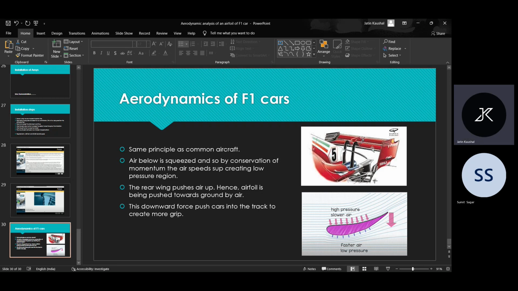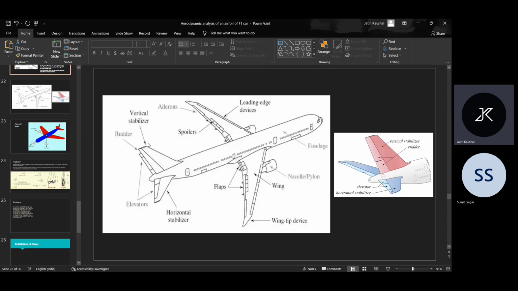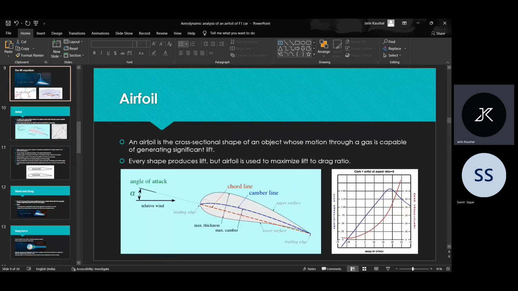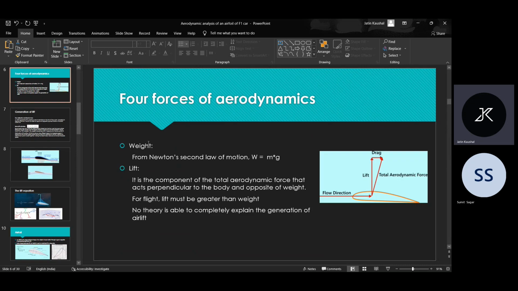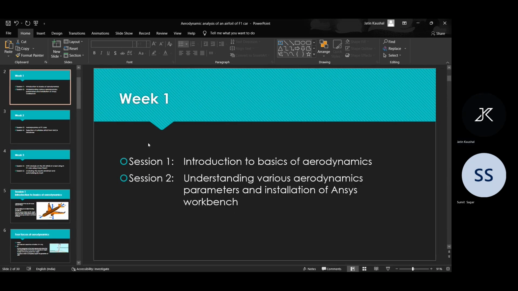So this is the basic airfoil. It is like the inverted shape of the common airfoil of the aircraft. So you guys will be learning this concept in more depth in the coming sessions. So that was it for week one. I hope you guys understand. If you have any doubt, contact any of the mentors. We will be happy to help you guys.